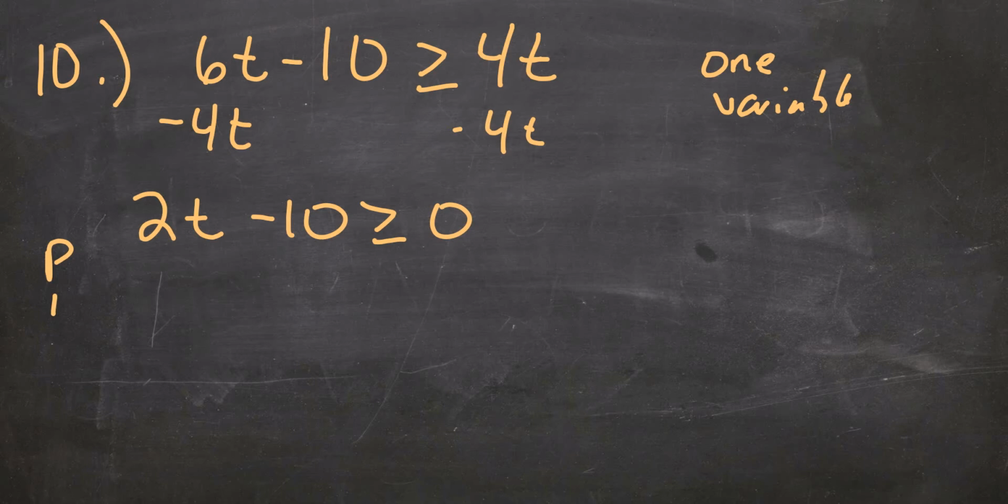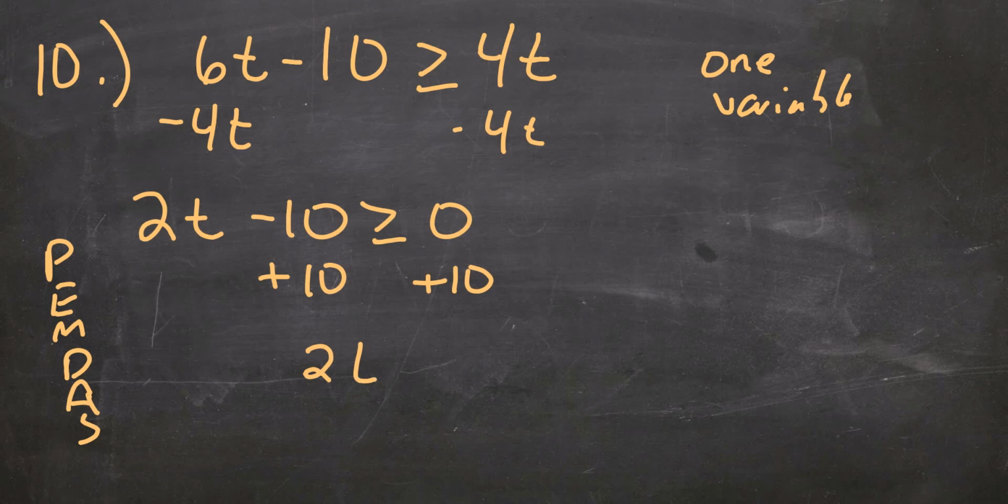So now I can do PEMDAS backwards. I didn't do PEMDAS backwards right away because I wanted to get all the variables together. Now I do PEMDAS backwards. I get rid of the subtraction by addition. I get 2t is greater than or equal to 10. I divide by 2, divide by 2. I end up with t is greater than or equal to 5.